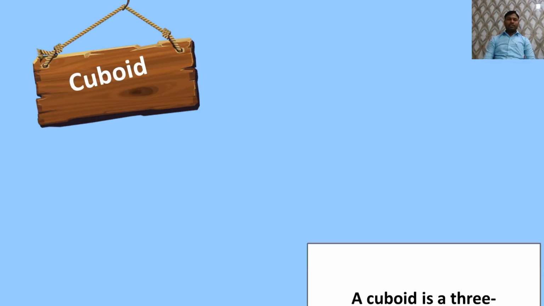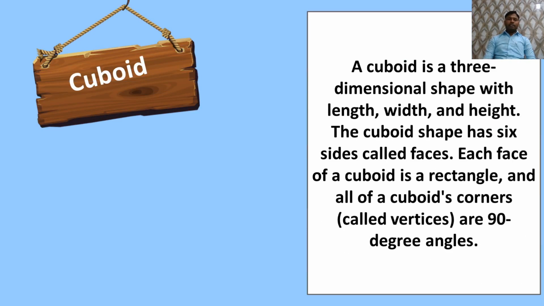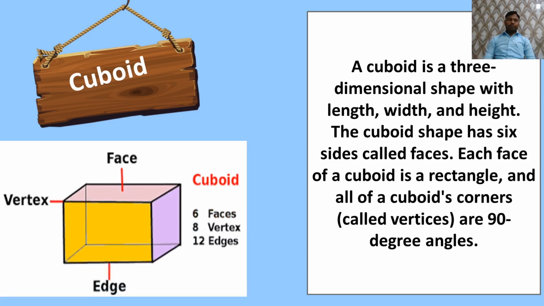Cuboid. What is a cuboid? A cuboid is a 3-dimensional shape with length, width and height. The cuboid shape has 6 sides called faces. Each face of a cuboid is a rectangle and all of a cuboid's corners are 90 degrees angle. Now here this is the cuboid. In cuboid total number of faces are 6, total number of vertices are 8 and edges 12.